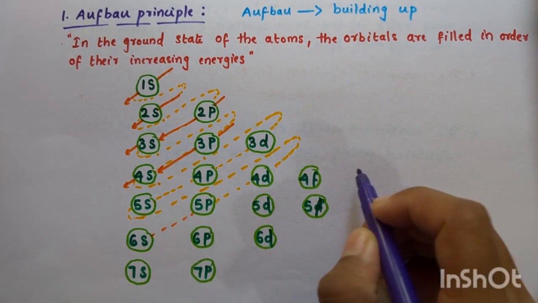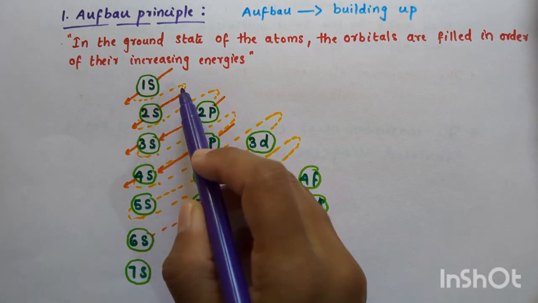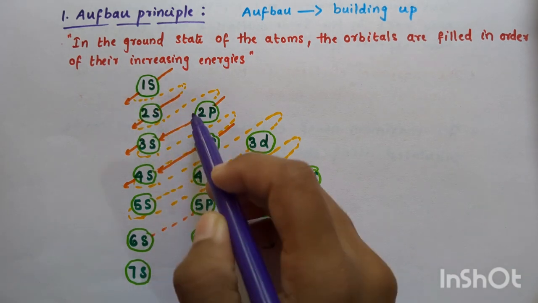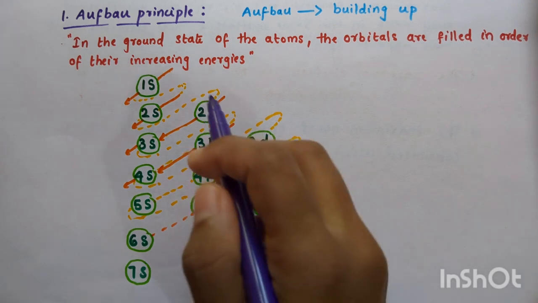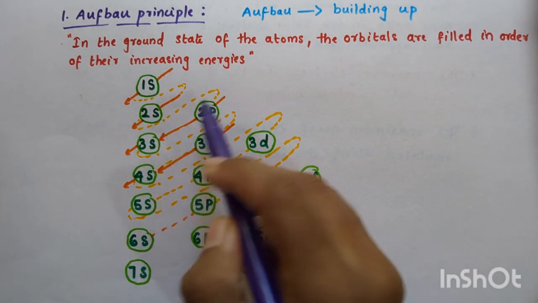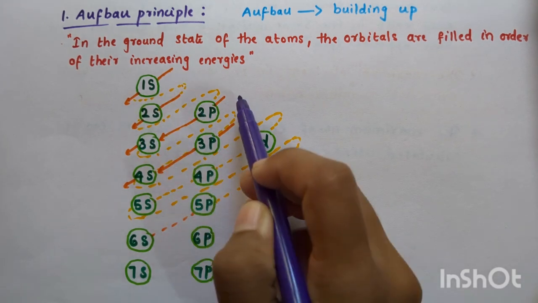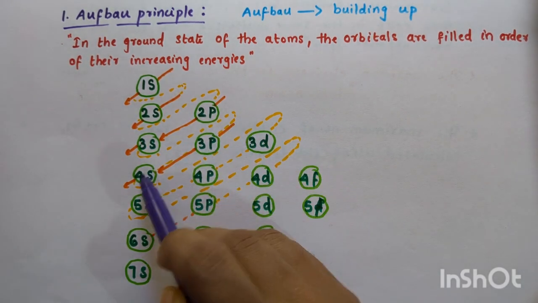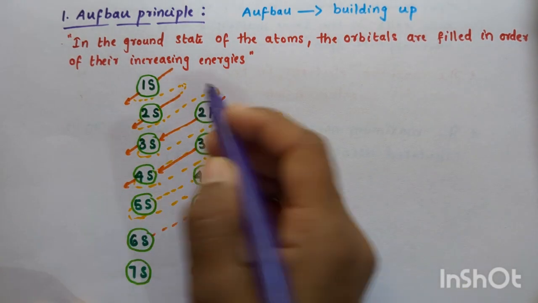Now after writing this, we have to start from the top. See the direction of arrows, that actually gives the order of the filling of orbitals. That is, start from the right top to bottom left. So here you see the order of energies will be in this way.